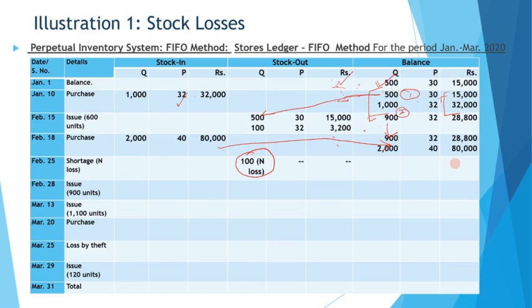If we are following FIFO approach, then FIFO approach says first in, first out. So presently this is our first lot. So this normal loss will be spread over this. So now we will be having number of units in this lot as 800, and our cost will be same, 28,000. So cost will remain same, number of units will be reduced.